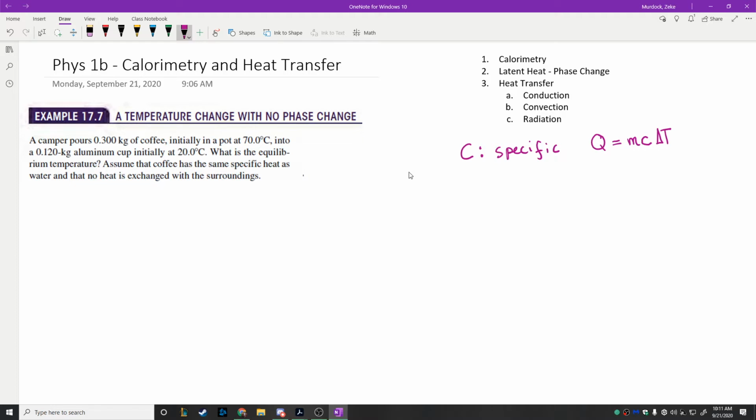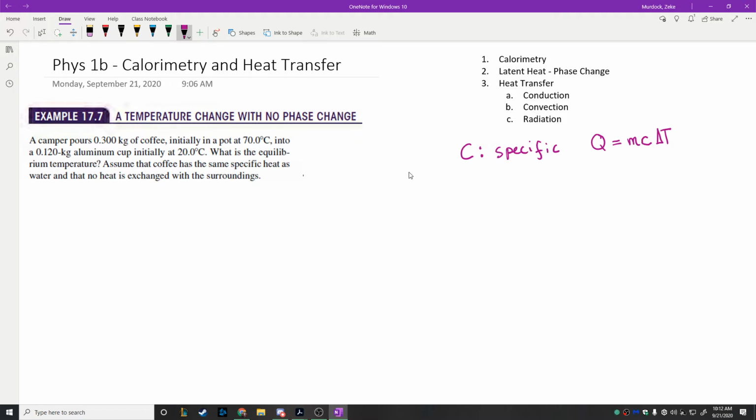So, all right, let's read the problem. It says, a camper pours 0.3 kilograms of coffee, initially in a pot at 70 degrees Celsius, into a 0.12 kilogram aluminum cup that's initially at 20 degrees Celsius. What is the equilibrium temperature? And we're going to assume the coffee has the same specific heat as water and that no heat is exchanged with the surroundings. Okay. That part is probably a ridiculous assumption, but this is a physics problem, and we often make ridiculous assumptions in order to prevent it from being too complicated.